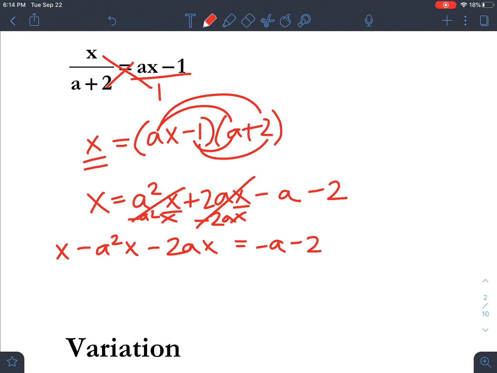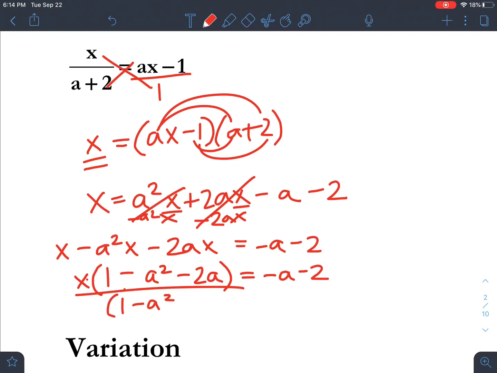All right, so we distributed. We moved all the x stuff to one side, everybody else to the other side. And then we factor out that GCF. So x times 1, be careful, minus a squared minus 2a is equal to negative a minus 2. And now that we factored out x, it's x times something. We're going to divide by this entire parentheses on both sides: 1 minus a squared minus 2a.